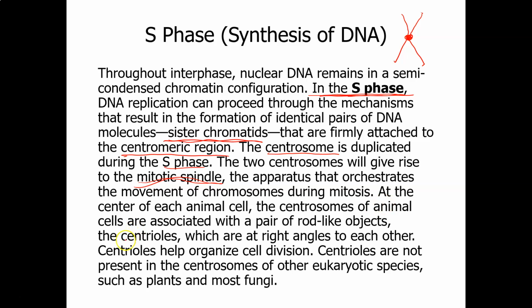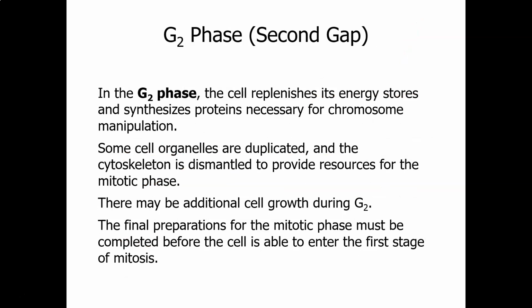And this just says that there are two centrioles in animal cells at the center of each centrosome. So the centrioles help organize cell division, but they're only present in animal cells. They're not present in plants and fungi. But centrosomes are, but only animal centrosomes contain centrioles.